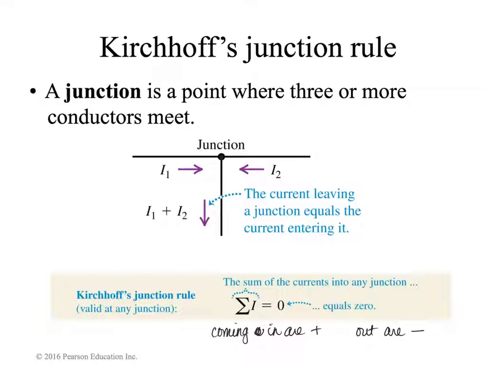For instance, in this picture, we would have I1 plus I2 minus I3 equals 0. Sometimes I also like to write it as I1 plus I2 equals I3, which of course has exactly the same meaning, just written slightly differently.